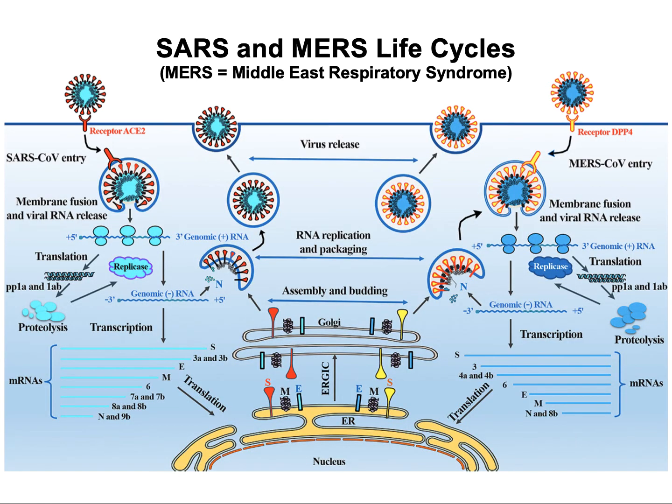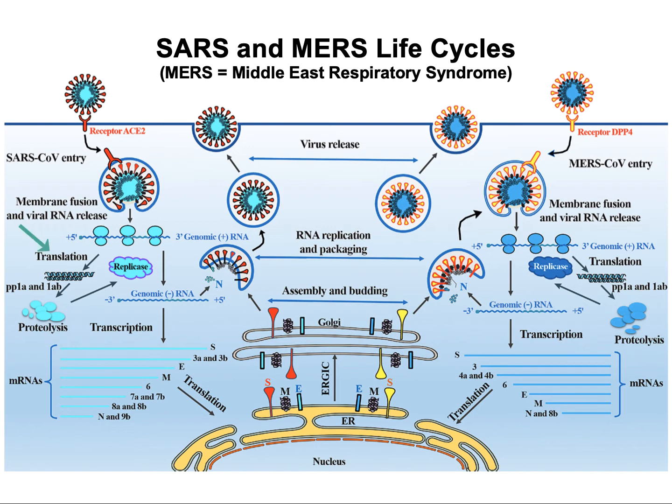Here are the life cycles of the SARS and MERS coronaviruses. They are related. SARS is the severe acute respiratory syndrome virus, and MERS is the Middle East respiratory syndrome. So SARS, I'll just talk about that mainly, attaches to the ACE2 receptors, which are angiotensin enzyme receptors, and it's enveloped by a membrane of the host cell, the host human cell.